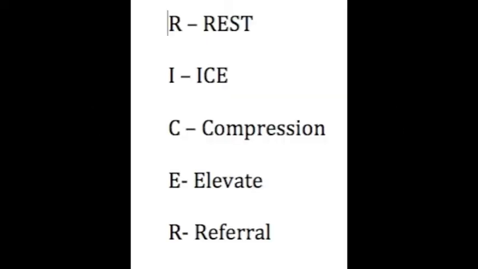The RICER procedure is the most effective way to manage soft tissue injuries in their acute inflammatory phase. The injured area must be kept stable and relatively inactive for the first 48 to 72 hours, depending on how severe the sprained ankle is.